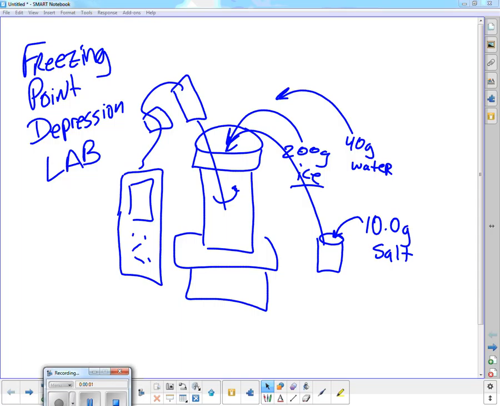About the freezing point depression lab that we just did. A couple of changes. We only did 200 grams of ice with 40 grams of water and 10 grams of salt, so we need to make sure that we include that in the calculations that we do, the changes.